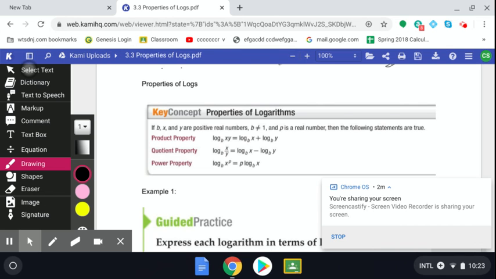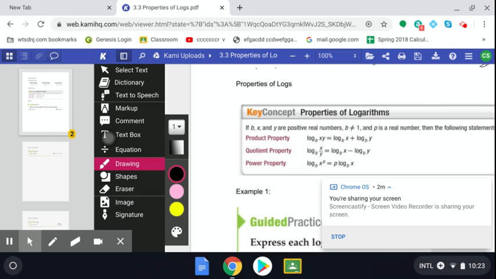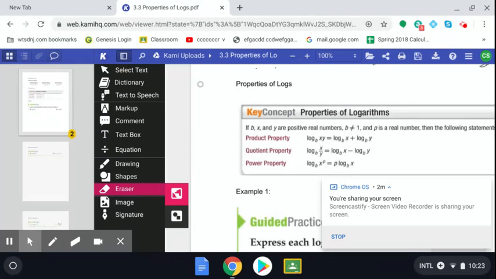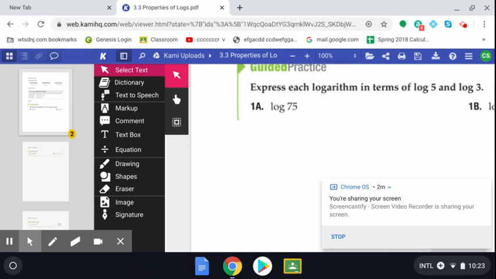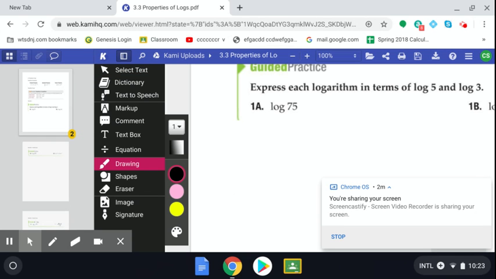So I'm going to go over some examples and show you how we can apply these properties. For example, number one. So for 1a, it's asking you to express each logarithm in terms of log 5 and log 3. So what I would initially do would be to find two factors of 75 that are either a multiple of 5 and 3, or 5 and 3.